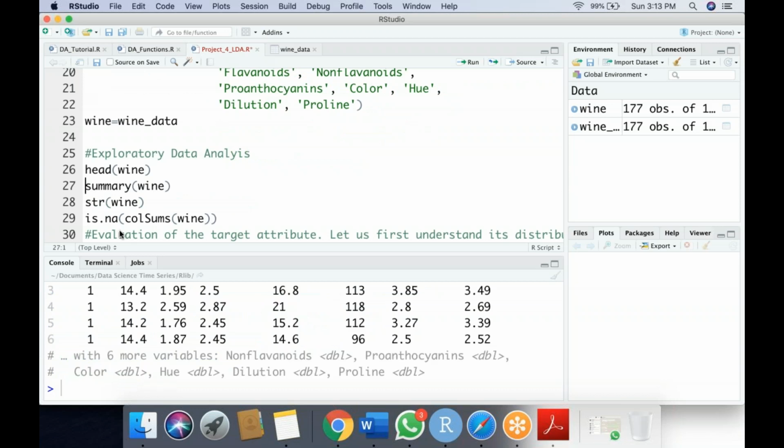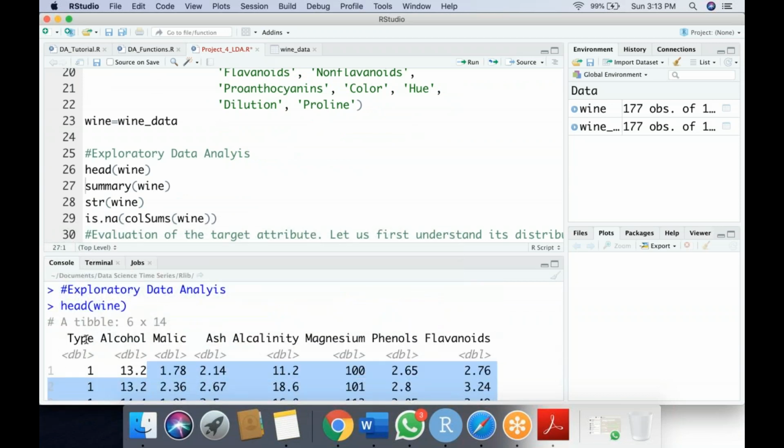So these are our various 13 parameters and their values.